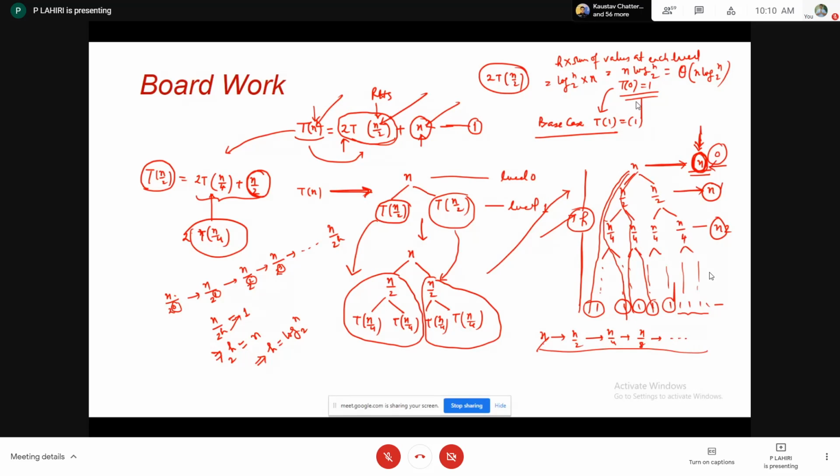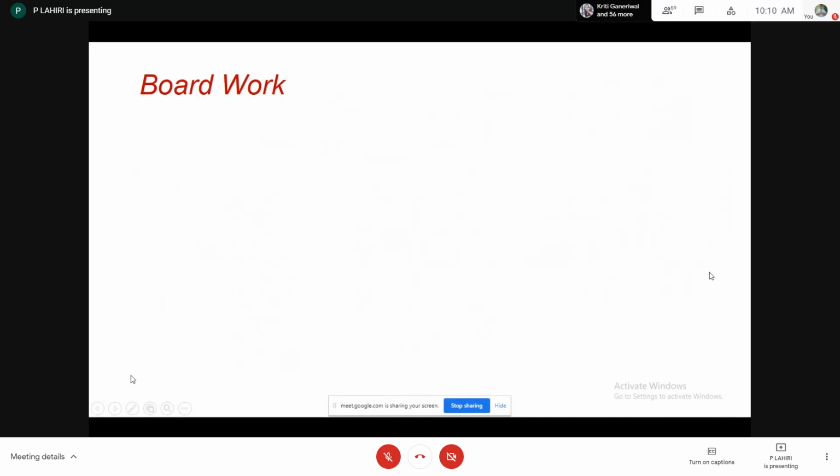Okay, so take this example which somebody has raised. Will we get the same term all the time or different terms? Just see it. Now I will ask, you will help me solve it. T of n by 3 plus T of twice n by 3 plus n.